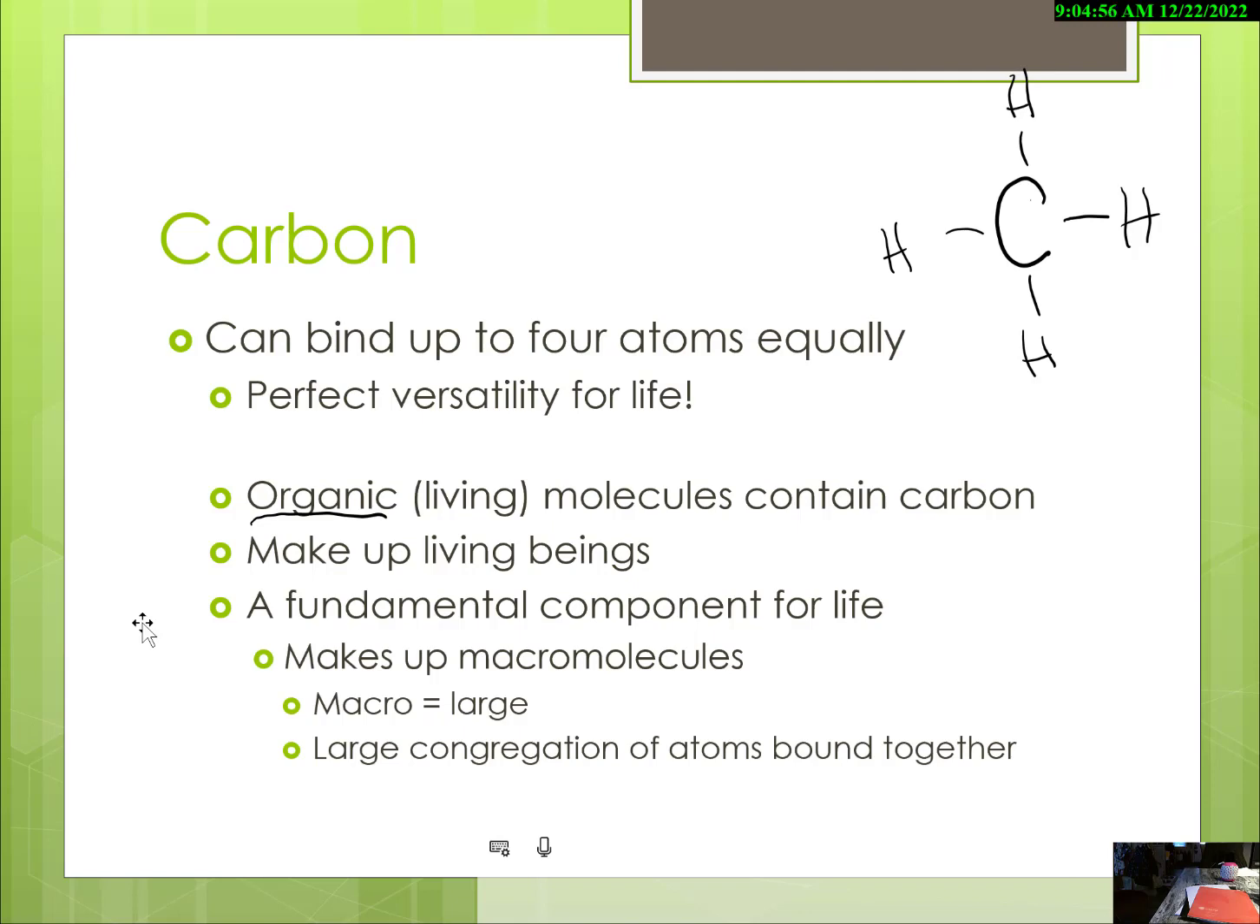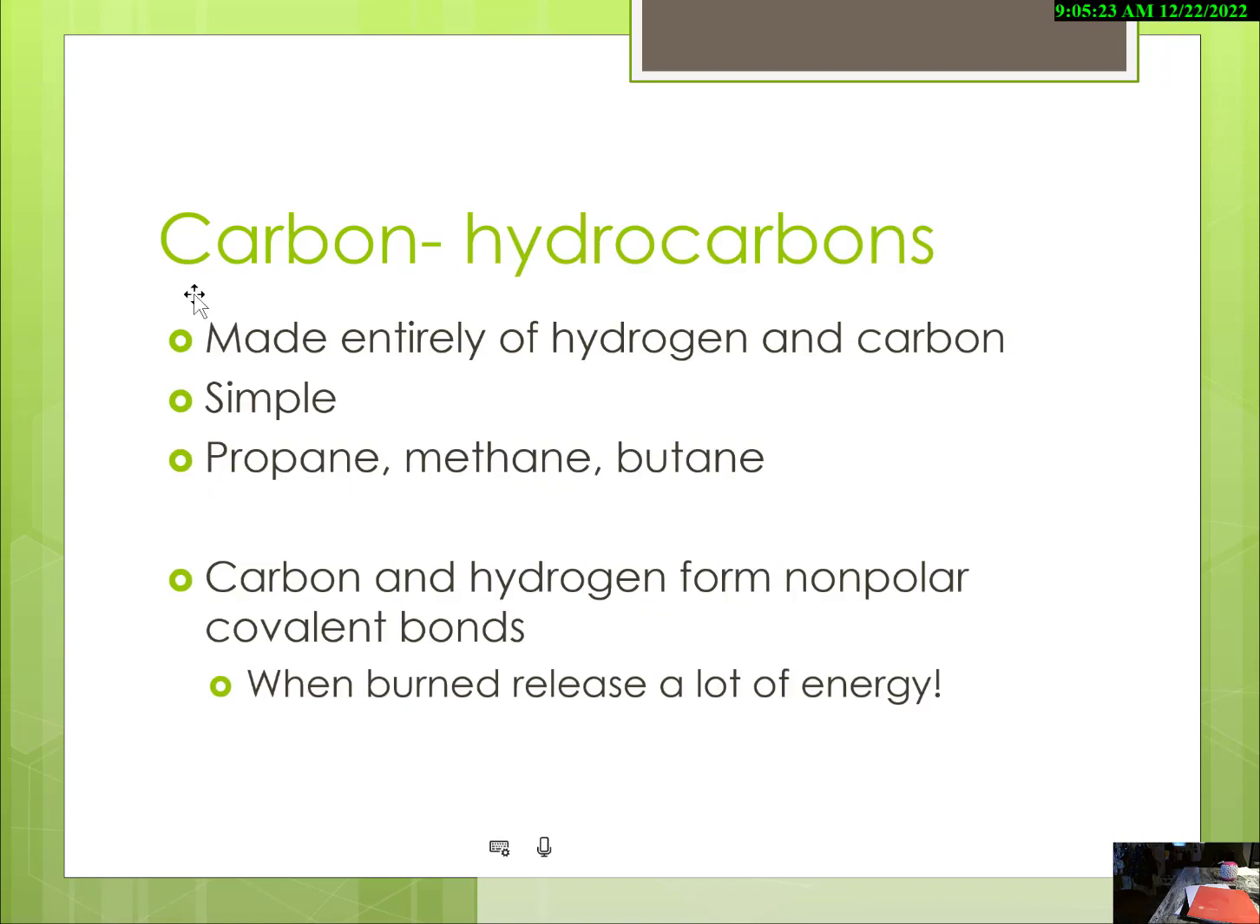We can chain multiple carbons together to build what we'll call macromolecules. Macro meaning large, and then of course a molecule meaning multiple atoms. So a macromolecule can contain hundreds, sometimes thousands of atoms within. So these are typically, like we said, hydrocarbons. If it is a true hydrocarbon, the only atoms present would be from the elements of hydrogen and carbon.